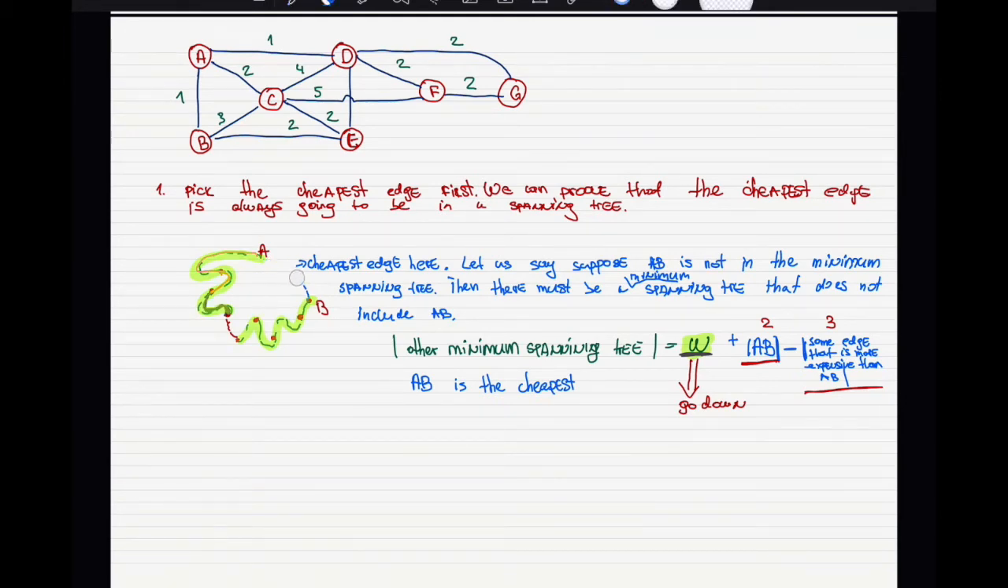Okay, let me repeat that again. We said that we had some, let's say AB is not in the minimum spanning tree. That means we have another spanning tree that is the cheapest one. And I highlighted that cheapest spanning tree in light green here. And then I said, well, then I'm going to introduce the edge back in, and I'm going to remove another edge that was in the tree.